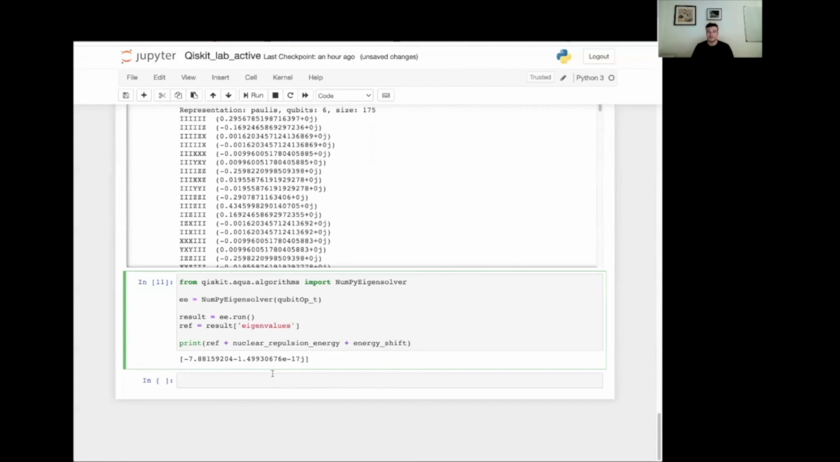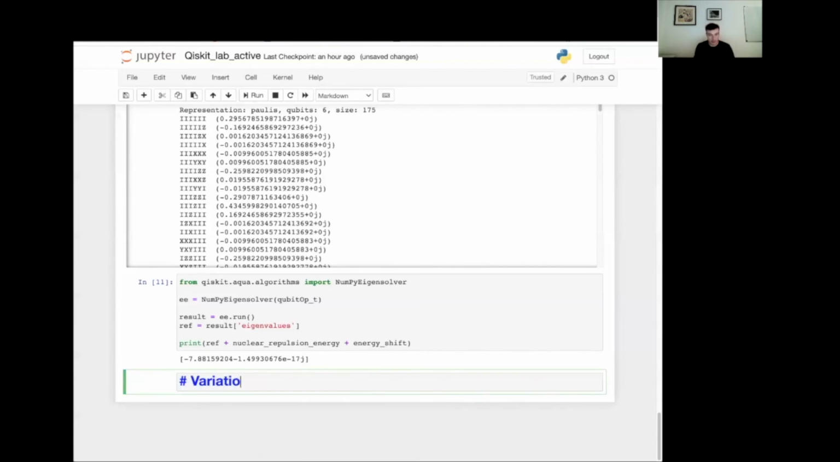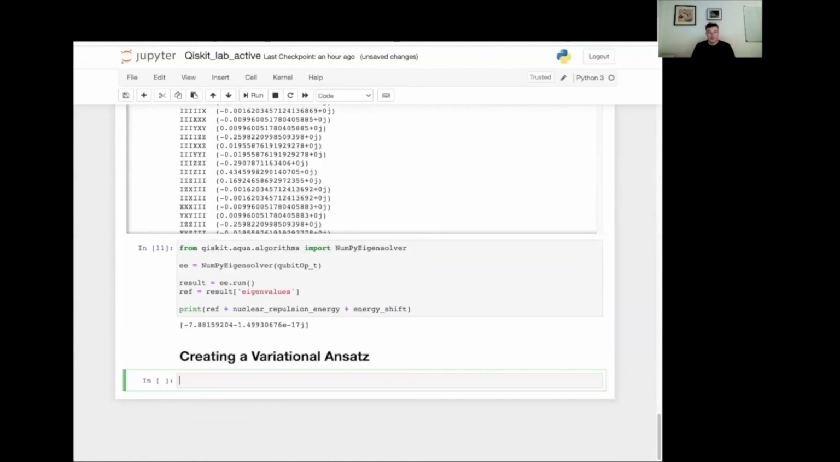Right? So let's give a title to this section. Let me call it variational ansatz, or let's say creating variational ansatz. It makes sense actually to start talking about the reference state before diving into how variational wave functions, variational ansatzes, are created.